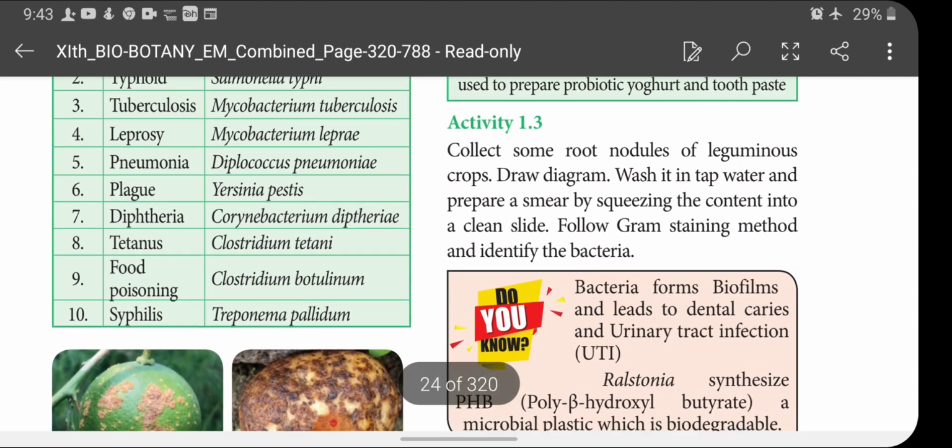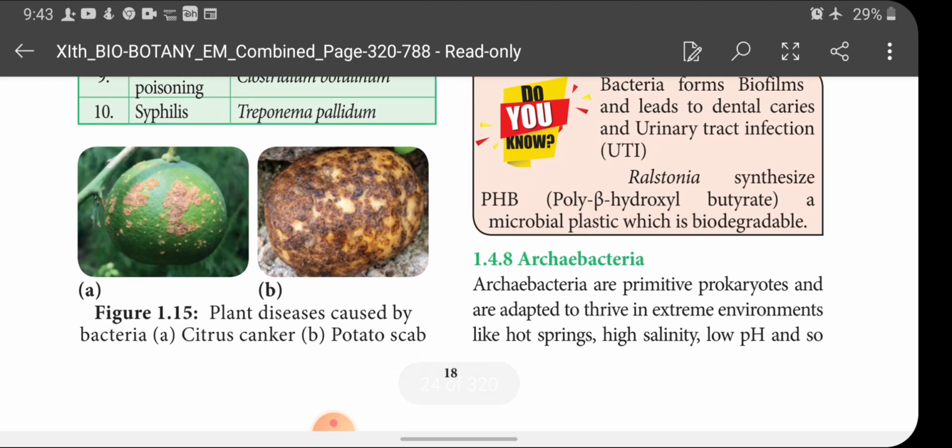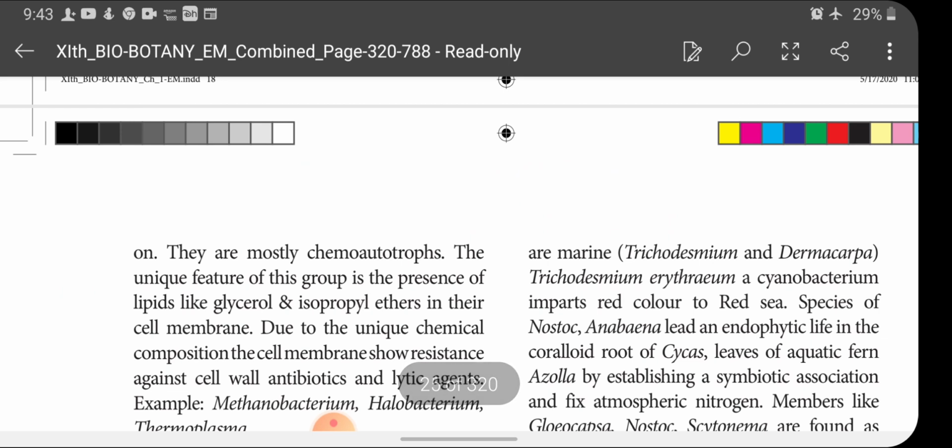Next I am going to see archaebacteria. Archaebacteria are primitive prokaryotes and are adapted to thrive in extreme environments like hot springs, high salinity, low pH and so on. So what is archaebacteria? It is nothing but bacteria which can survive in an extreme environment, such as an acidic medium or a hot environment. They are mostly chemoautotrophs. So archaebacteria are mostly chemoautotrophs.